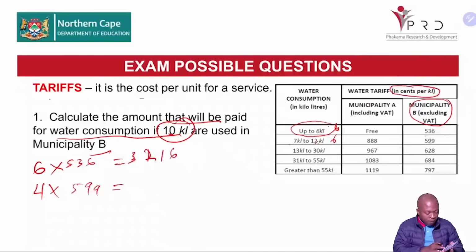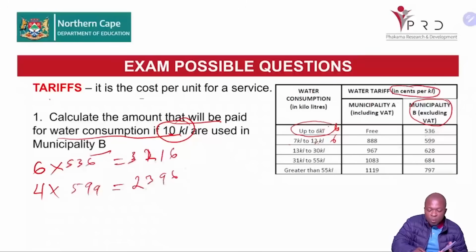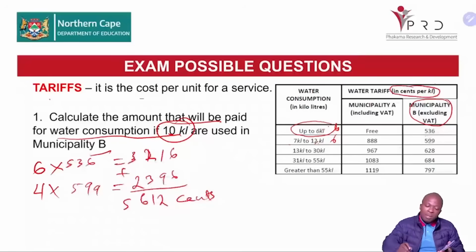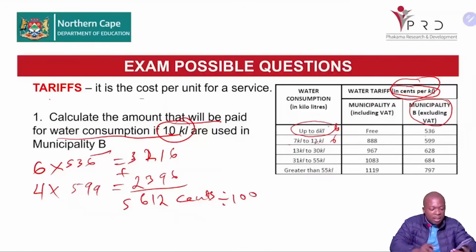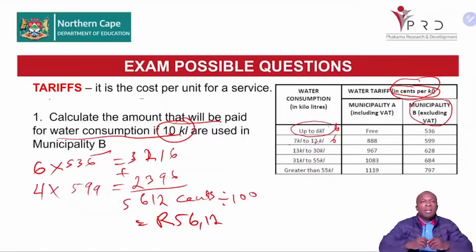Let's take the next one. 4 times 599, that will give us 2396. Then you plus the two. So let's plus them. We're going to say plus 3,216. It means we are going to have 5,612. This is in cents. Don't forget, because up here they are saying it is in cents. How do we convert from cents to rand? You divide by 100. So you must divide this by 100, and that will give us 56 rand 12 cents.